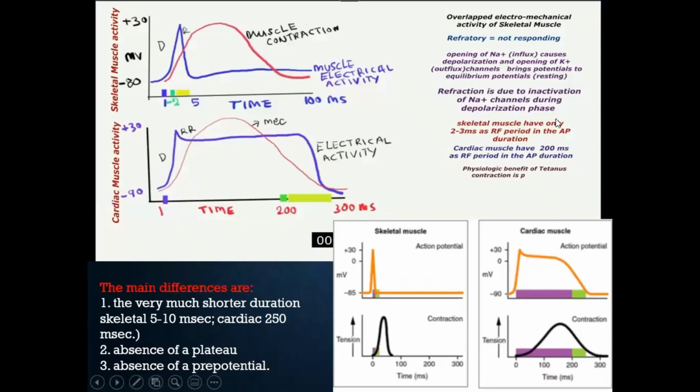Now the differences between skeletal muscle and your cardiac muscle. You look at your skeletal muscle, as I mentioned, the duration is very short, 5 to 10 millisecond. Cardiac is 250 millisecond. Again, no pre-plateau. There is no pre-potential. So here got a pre-potential. In skeletal muscle, it just shoots like that. Okay, so read on your own. All these things are differences.